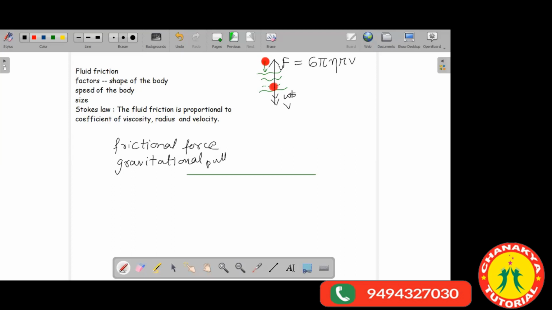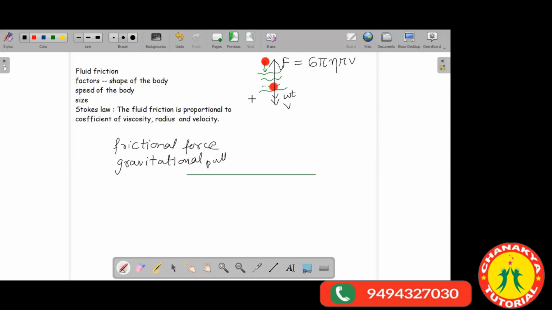So a stage will come, if the speed increases, that this upward frictional force will be so high that it will be equal to the gravitational pull. Are you getting this concept? When the speed increases, the frictional force increases, and a stage comes where the frictional force will be equal to the gravitational pull of the object.